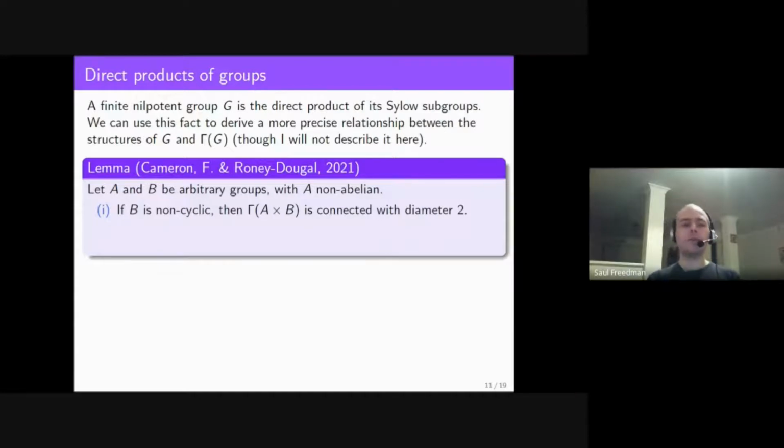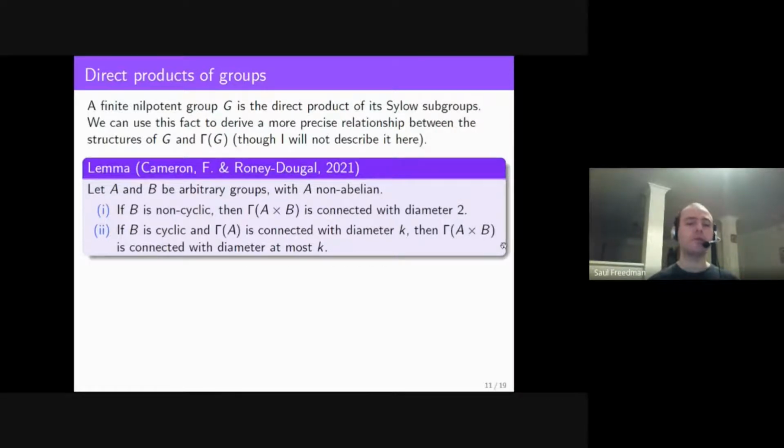So we're going to let A and B be arbitrary groups with A non-abelian. In the first case, if B is not cyclic, then the graph of the direct product of A and B is always connected with diameter 2. On the other hand, if B is cyclic, and if the graph of A is connected with diameter k, then the graph of the direct product is also connected with diameter at most k.